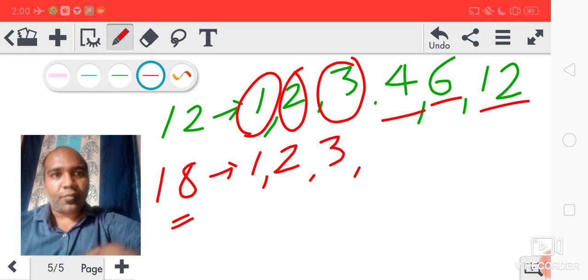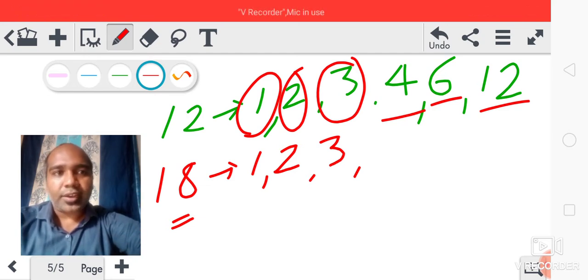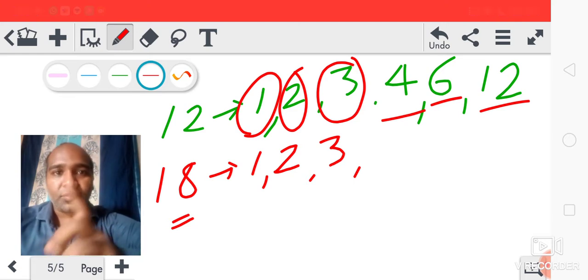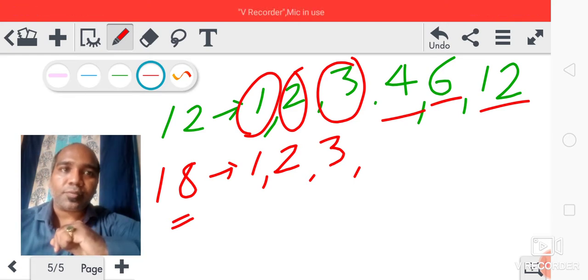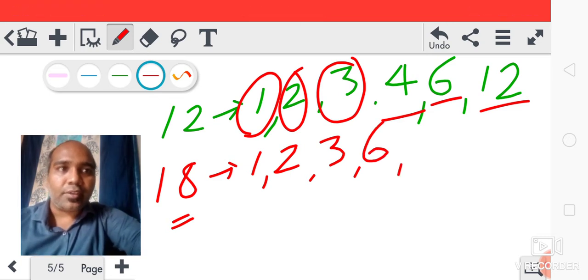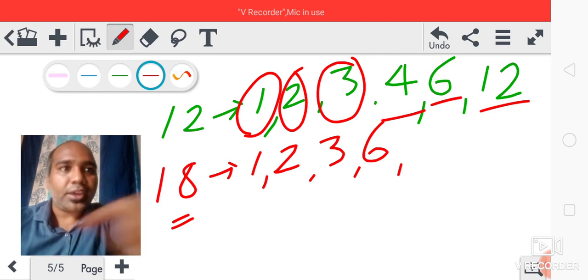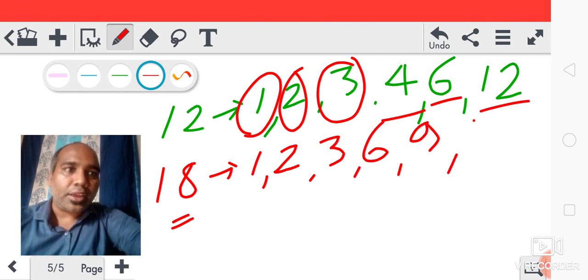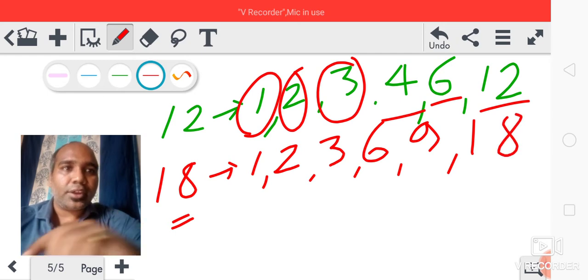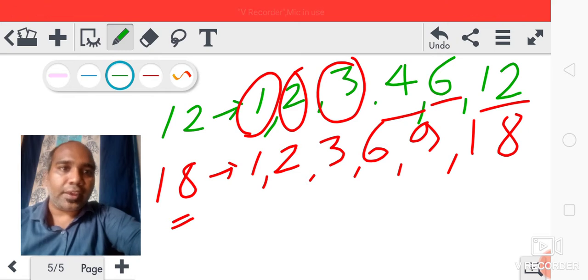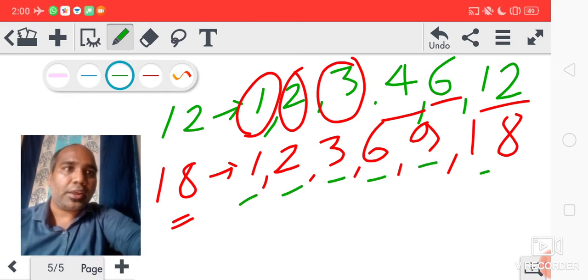Okay. Then 5, in the table of 5, do we get 18? We don't. So 5 is not a factor. Then 6 3s are 18. We get 18 in the table of 6. So 6 is a factor of 18. Then in the table of 9, 9 2s are 18. Then after 9, directly we get the number 18 itself. Okay, so the factors of 18 are 1, 2, 3, 6, 9, 18.